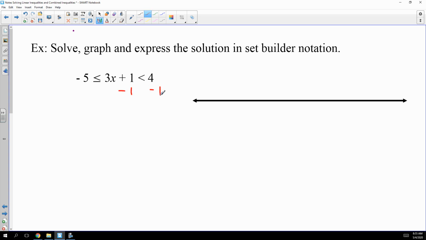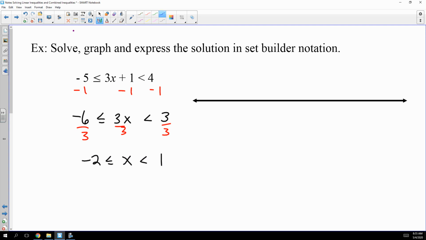I'm going to subtract 1. And whatever I do, I need to do that everywhere. So I get -6 is less than or equal to 3x, which is less than 3. And then we divide everything by 3. And whatever we do, we make sure we do it everywhere. And we get -2 is less than or equal to x, which is less than 1.